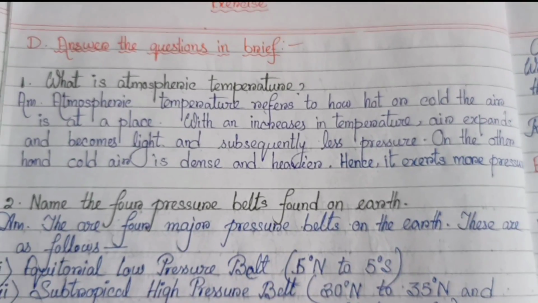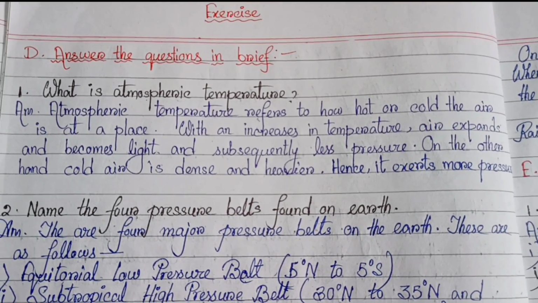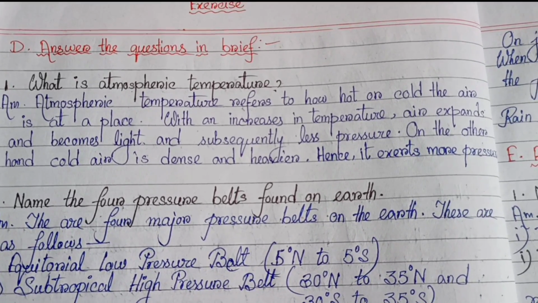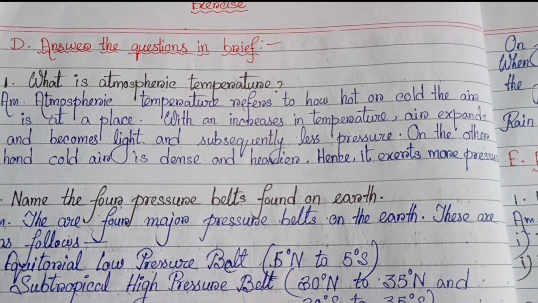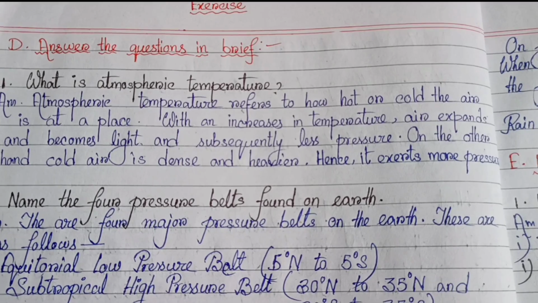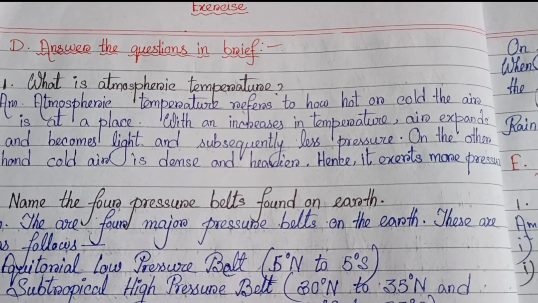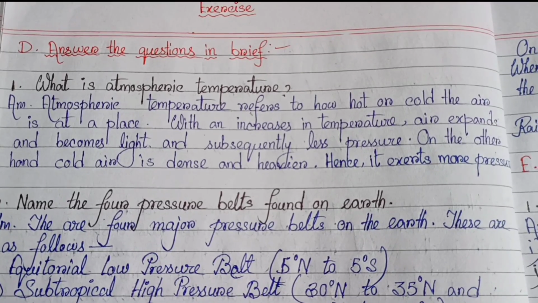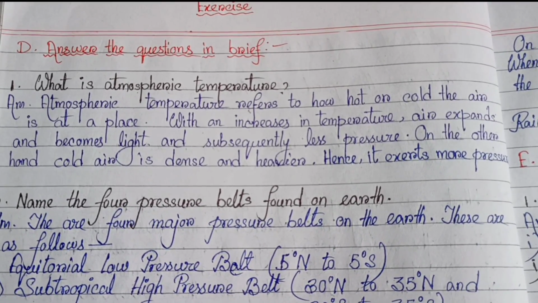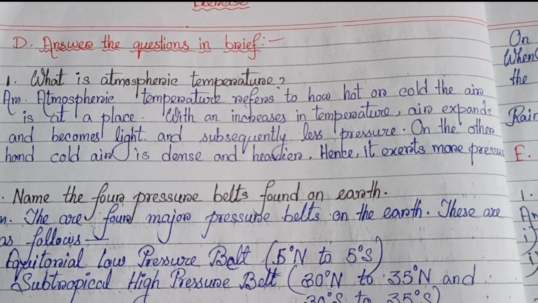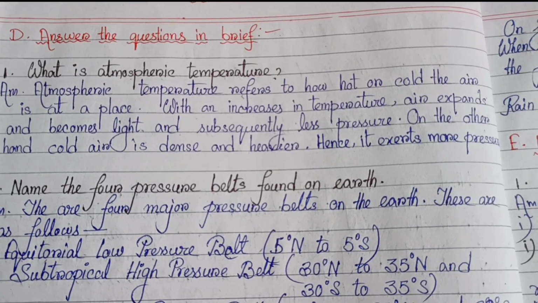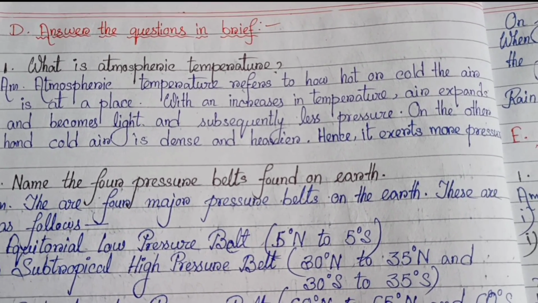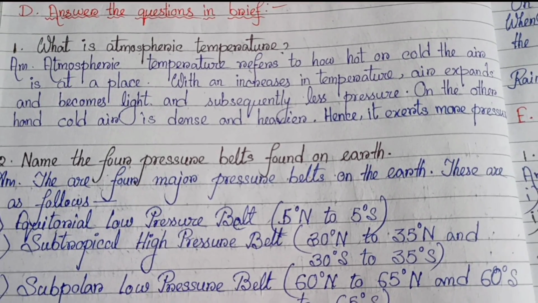Okay, at first in number D, answer the questions in brief. Number 1, what is atmospheric temperature? Atmospheric temperature refers to how hot or cold the air is at a place. With an increase in temperature, air expands and becomes light and subsequently exerts less pressure. On the other hand, cold air is dense and heavier, hence it exerts more pressure.